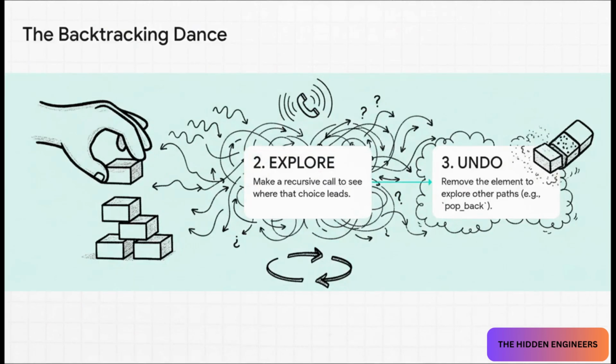It's really just a simple 3-step dance. You ready? 1, you choose. You add something to your current answer. 2, you explore. You make that recursive call and see where that choice leads you. And 3, this is the magic part, you undo. You remove the thing you just added. This wipes the slate clean so you can go back and explore the other options without your previous choices messing things up.